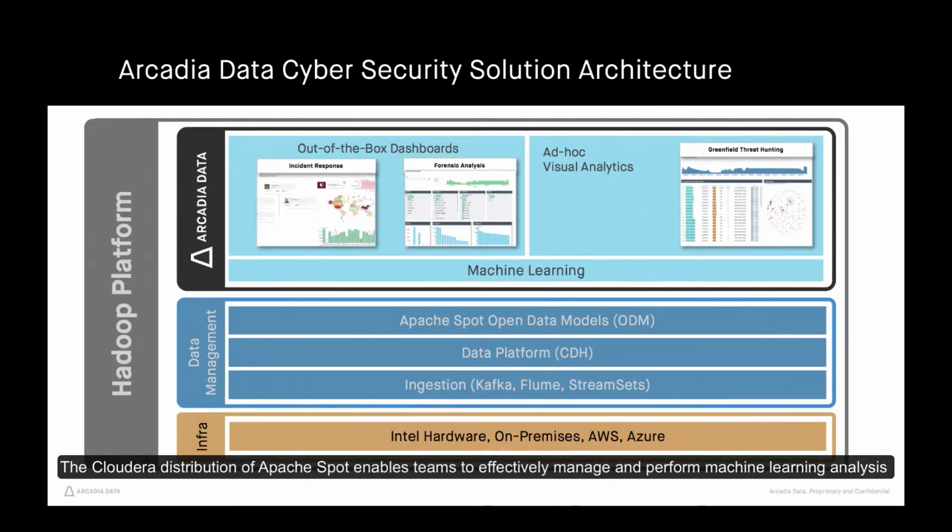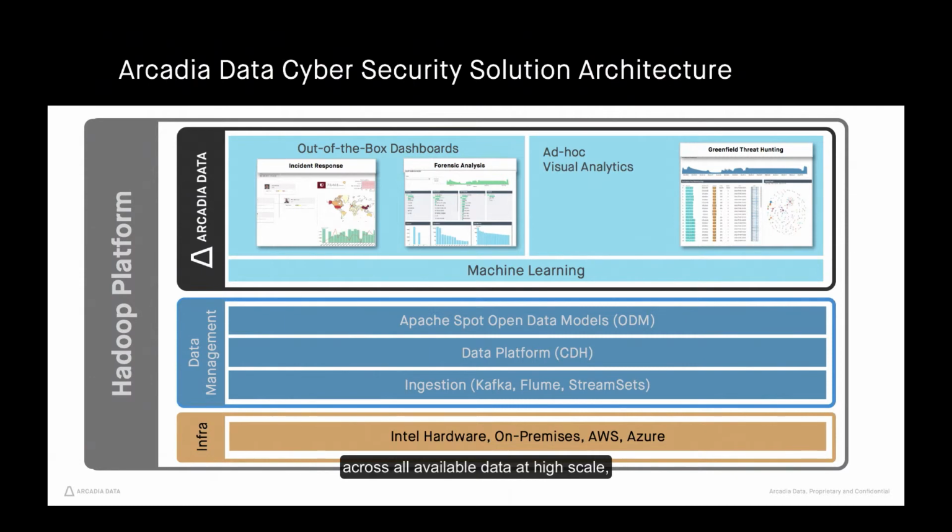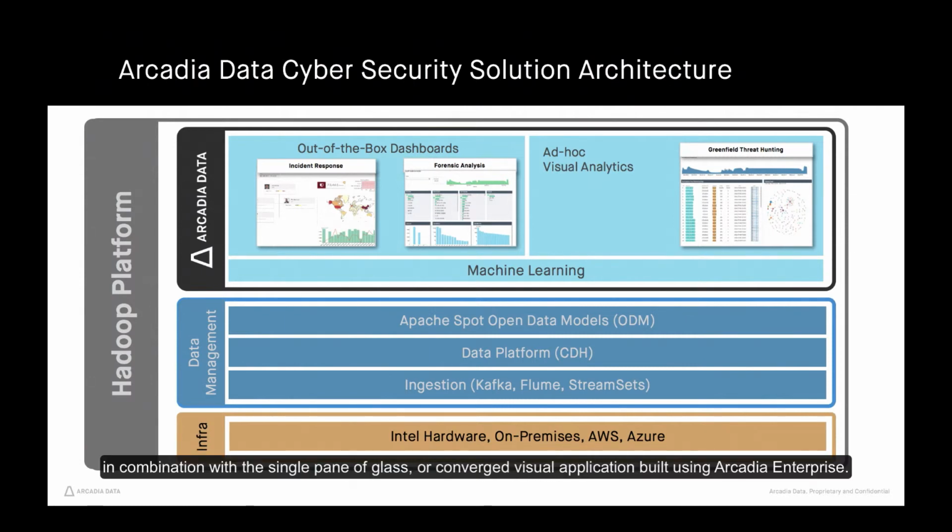The Cloudera distribution of Apache Spot enables teams to effectively manage and perform machine learning analysis across all available data at a high scale in combination with the single pane of glass or converged visual application built using Arcadia Enterprise. This allows users to see varied contexts or perspectives across all disparate systems in one application or view, unlike traditional security analysis, which requires users to log into multiple systems and perform swivel chair analytics, switching contexts and views to get a complete view of cybersecurity threats.